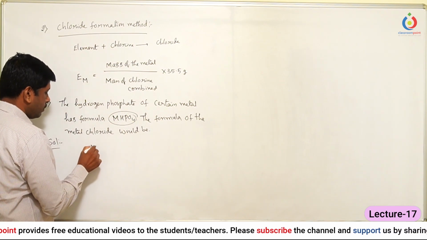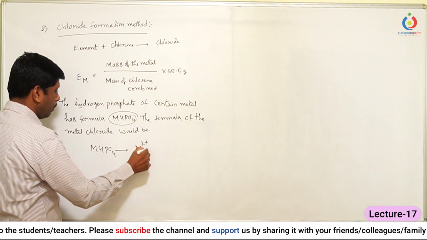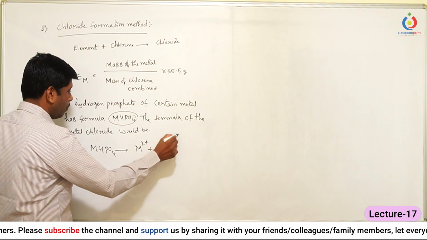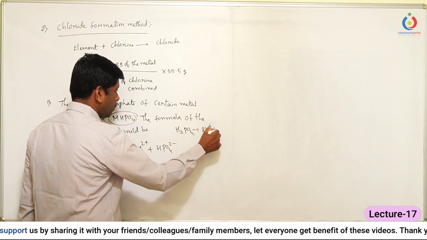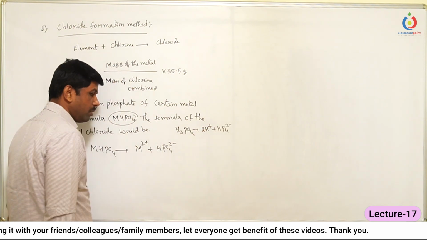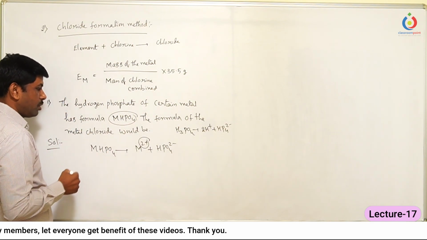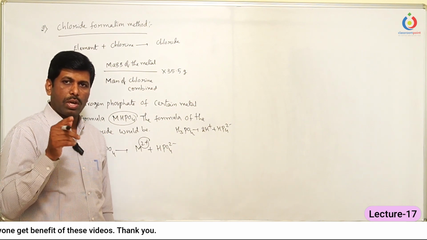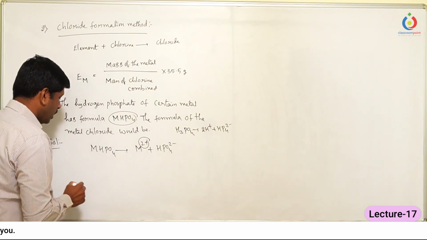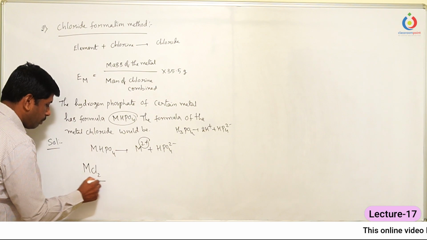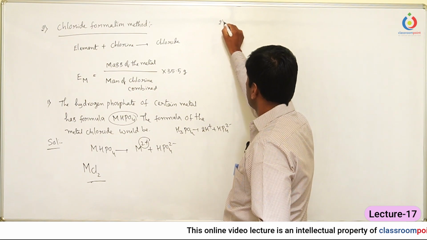Basically they said MHPO4, it dissociates into M2+ plus HPO4 2-. Why? Because H3PO4 releases H+ plus HPO4 2-, which we already calculated in the n-factor calculations. So here the valency of the metal is equal to 2. Each chloride valency is -1. That's why, to neutralize 2 positive charges, 2 negative charges are required. That's why the formula of its metal chloride would be MCl2. Let us see the second question.